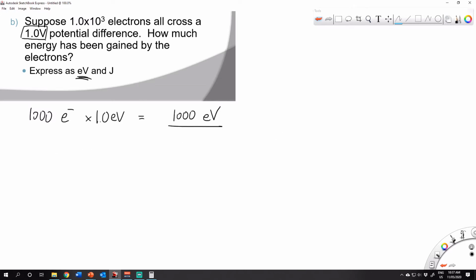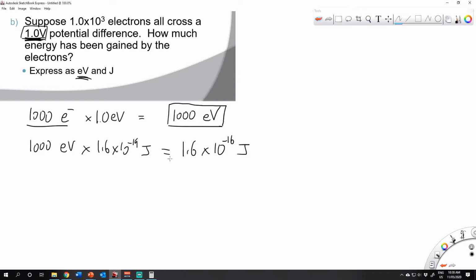Again, that's because an electron volt is the amount of energy an electron gains moving through 1 volt of potential difference. So with a 1 volt potential difference and 1000 electrons, I've got 1000 electron volts. Now expressing this in joules, if every electron volt is 1.6 times 10 to the negative 19 joules, I just multiply those together, and the amount of energy is 1.6 times 10 to the negative 16 joules.